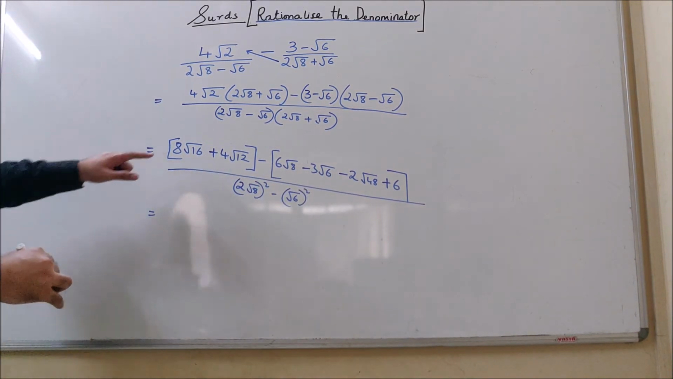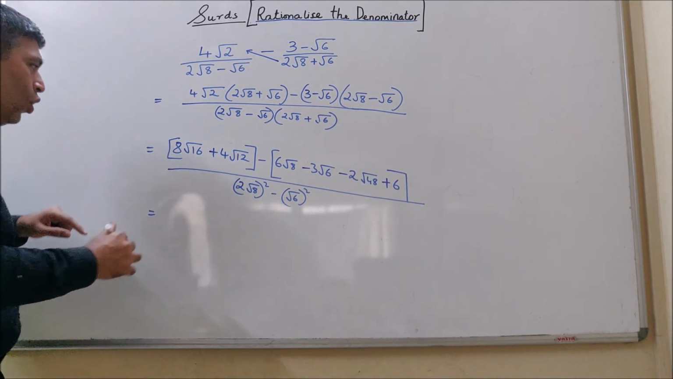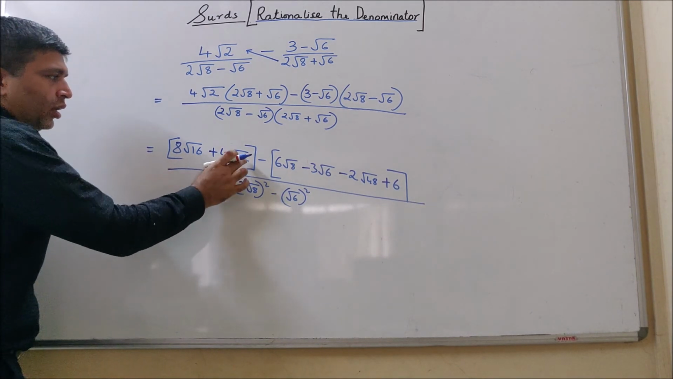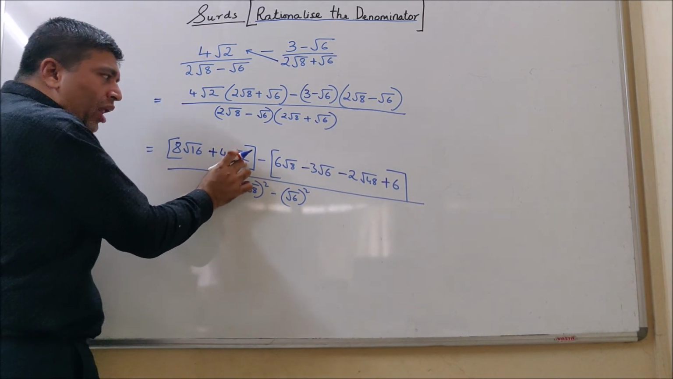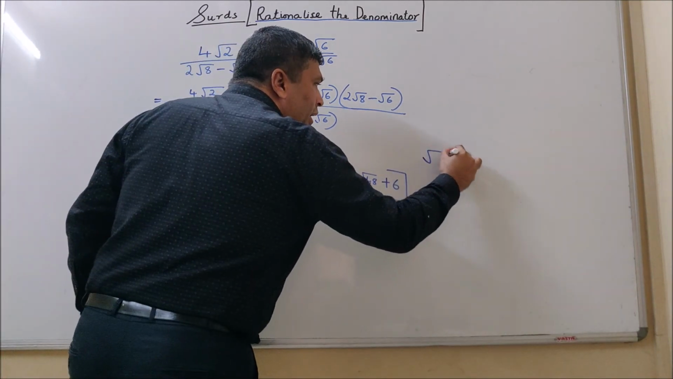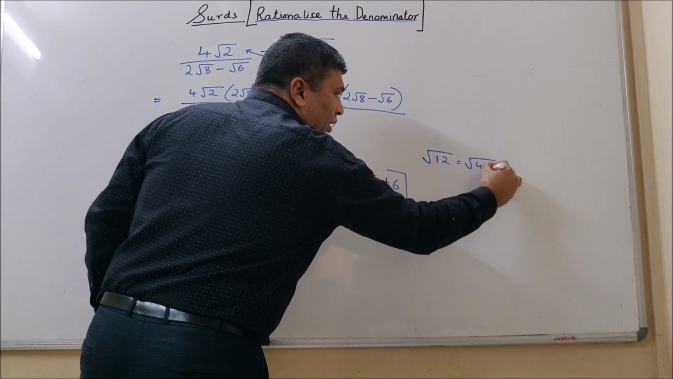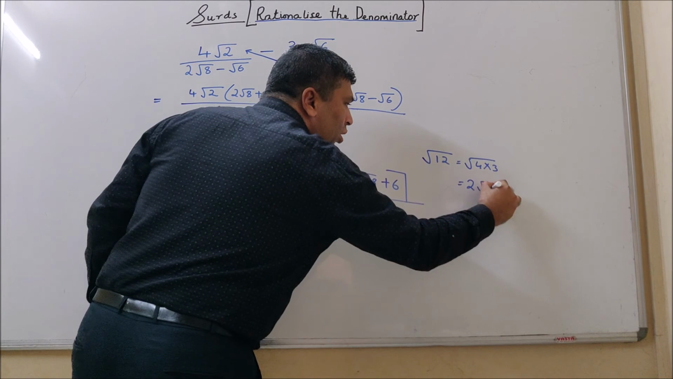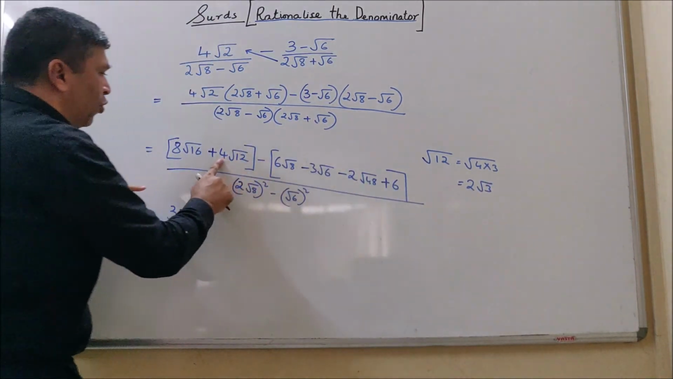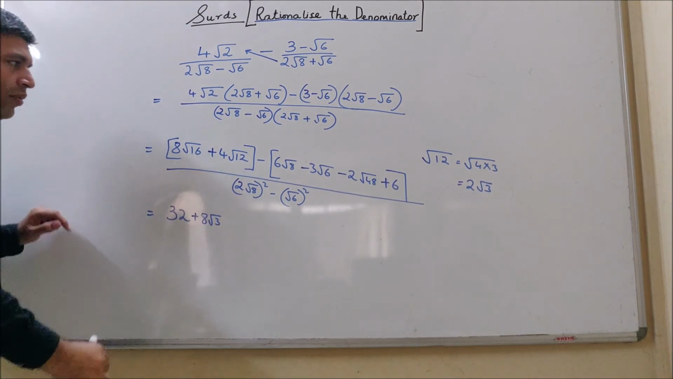So, what is left at the top? 8 root 16. Root 16 is 4, so it will become 8 into 4, 32. How can I simplify root 12? Root 12 is basically 4 into 3. That is 2 root 3. Now 2 root 3, the 2 will get multiplied with the 4, so it becomes 8 root 3.